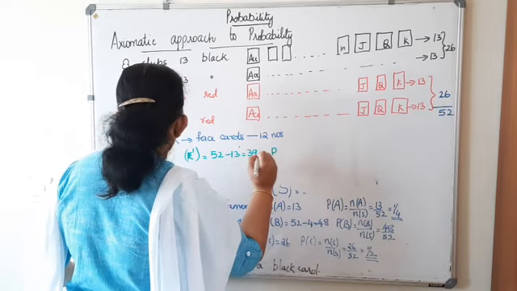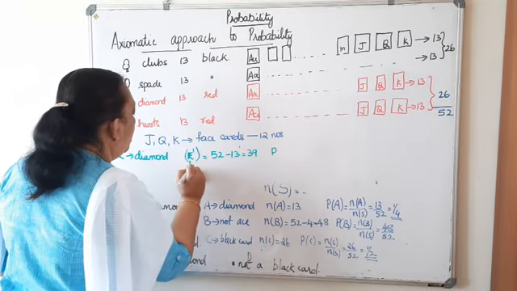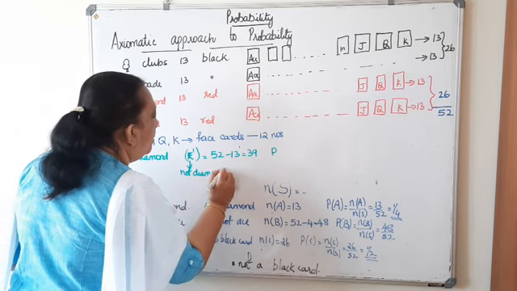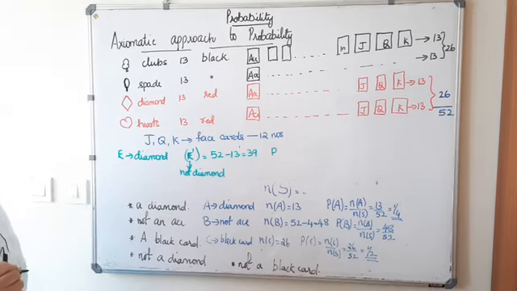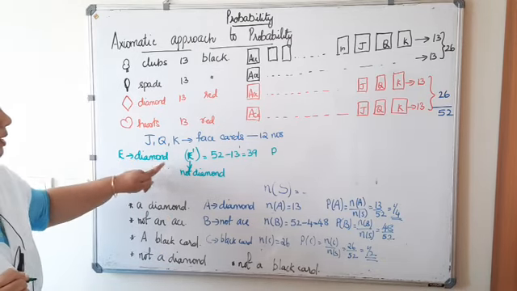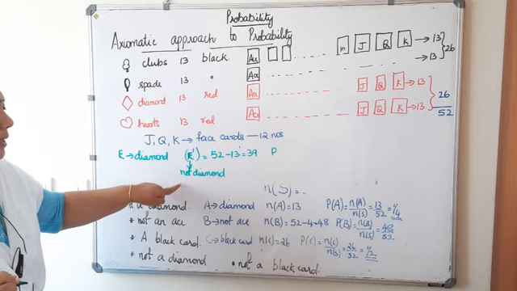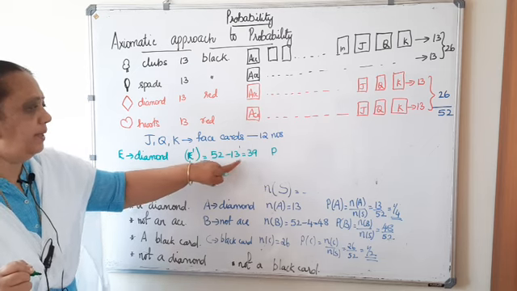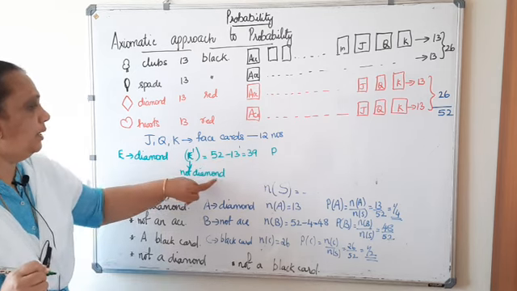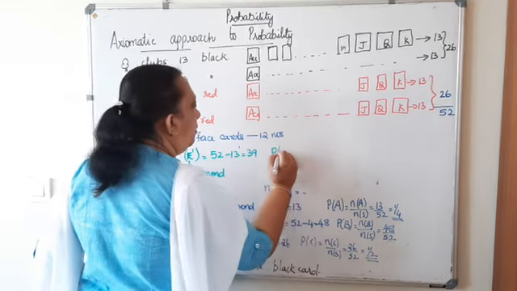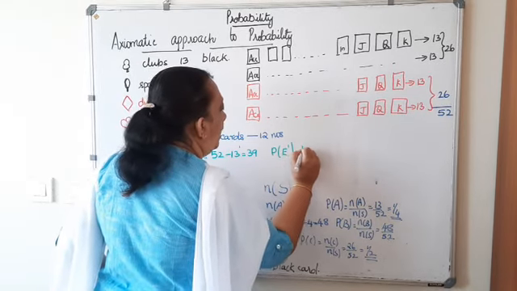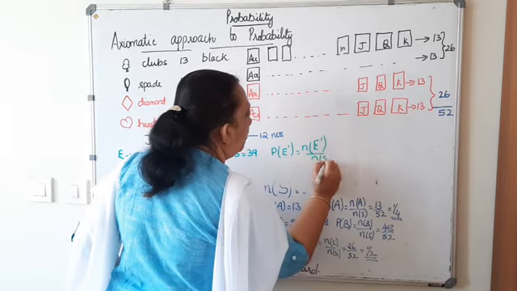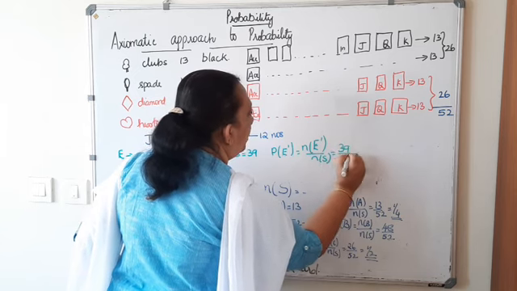So probability of E complement means not diamond. It is similar to the chapter sets. E, I am taking it as diamond. So E complement, I am taking it as not diamond. Not diamond means there are total 52 cards. Out of 52, 13 are diamonds, so 39 are not diamonds. So probability of E complement is equal to n of E complement divided by n of S, and that is equal to 39 by 52.